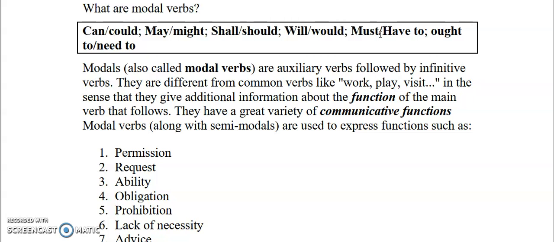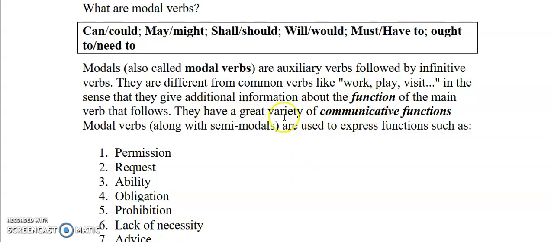Now, modals are also called modal verbs. They are auxiliary verbs followed by an infinitive. They are different from common verbs like work, play, visit in the sense that they give additional information about the function of the main verb that follows. By the function, sometimes a modal can express, for instance, let's take can. When I say can I, this is permission. Can you, this is request. I can't do that, or I can't swim, for instance, this is ability, etc.